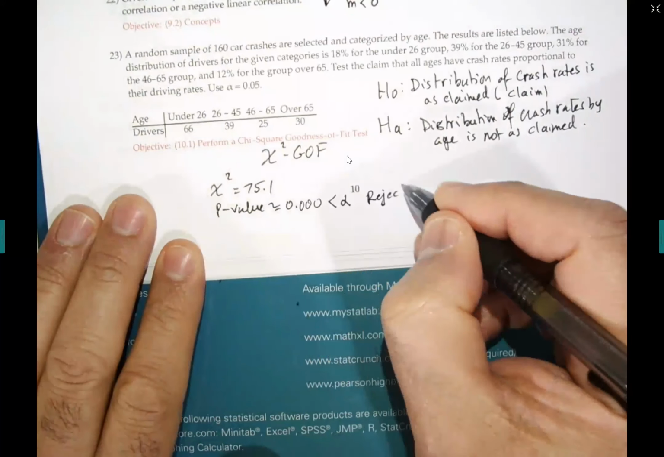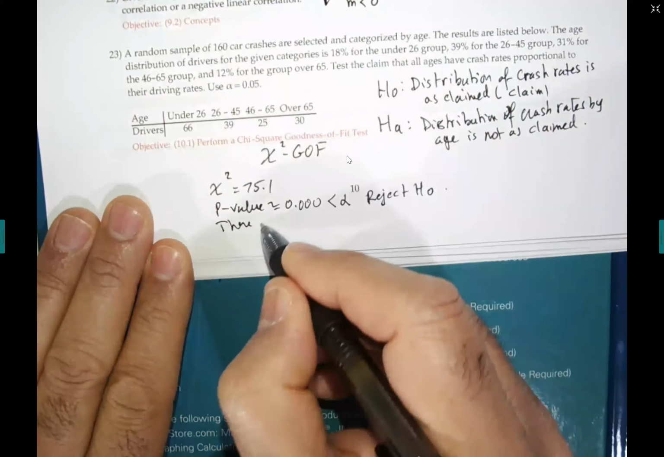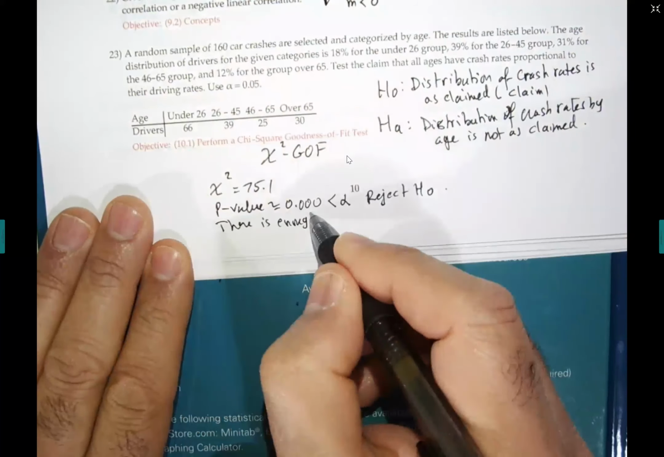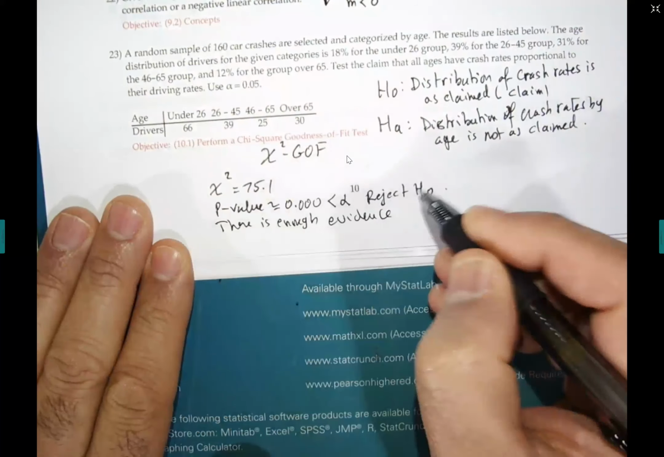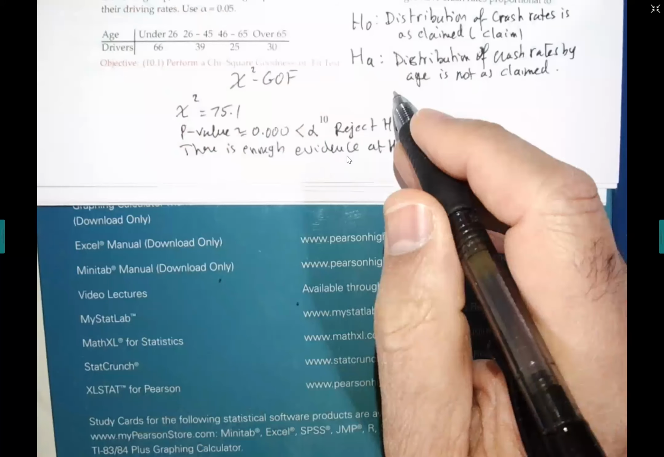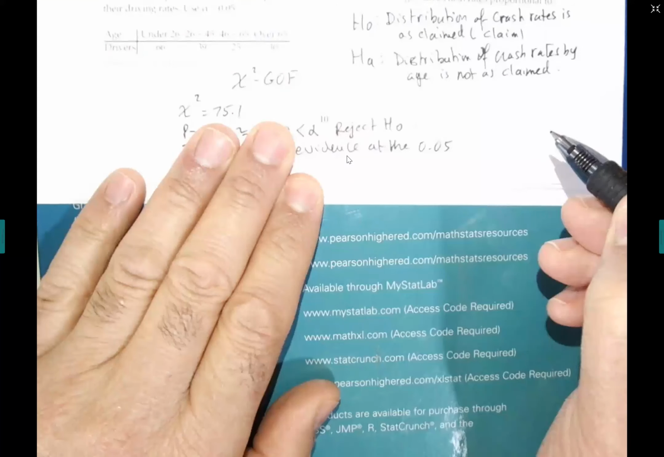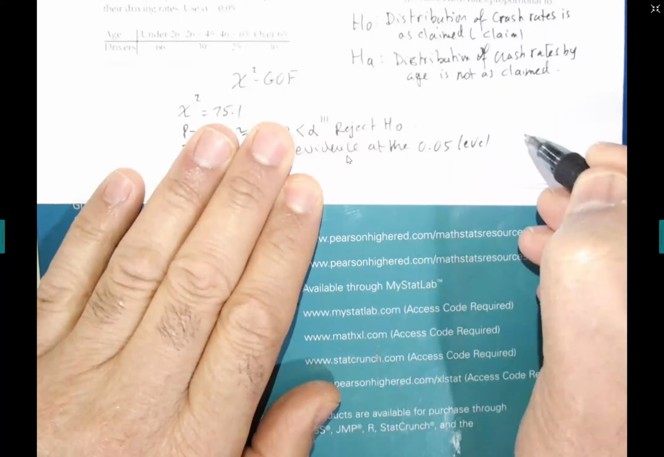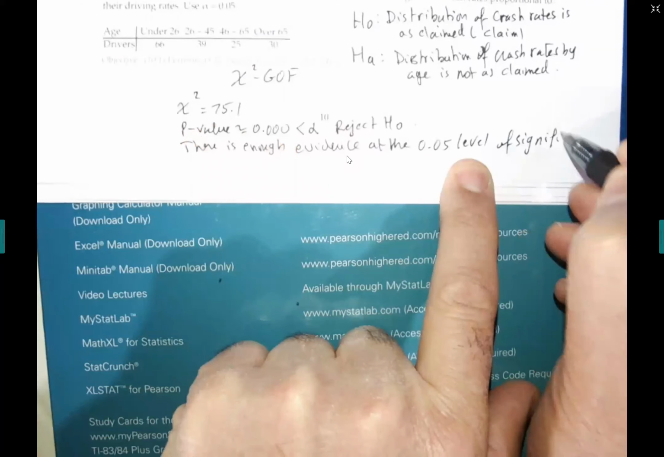And there is enough evidence to reject at the 0.05 level of significance, the 0.05 is very common, to reject the claim.